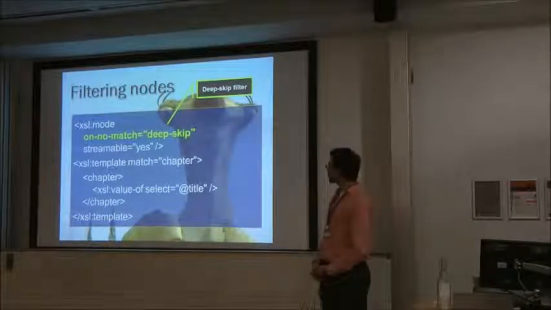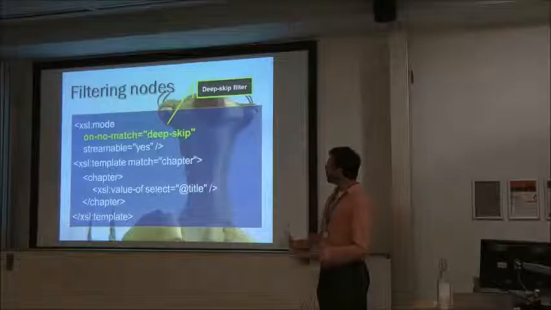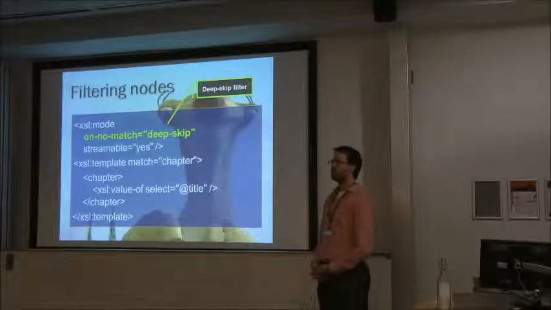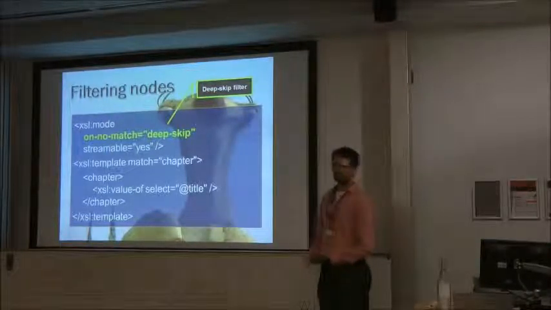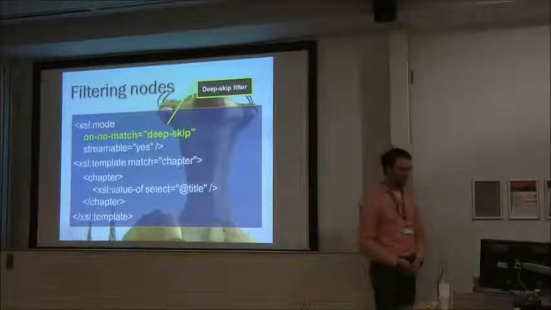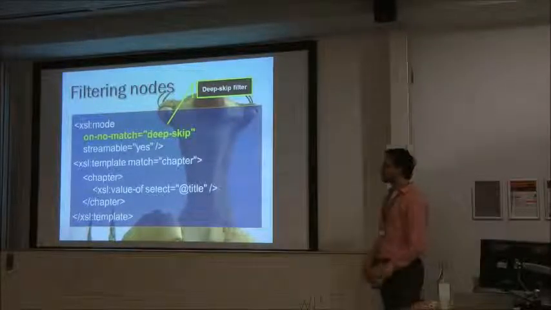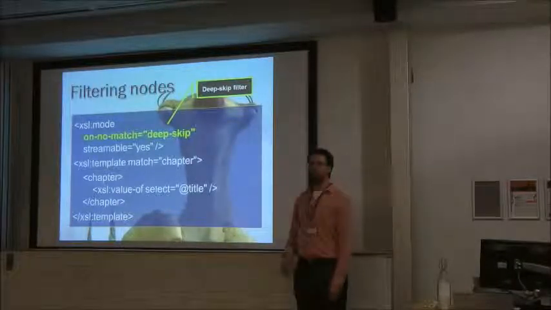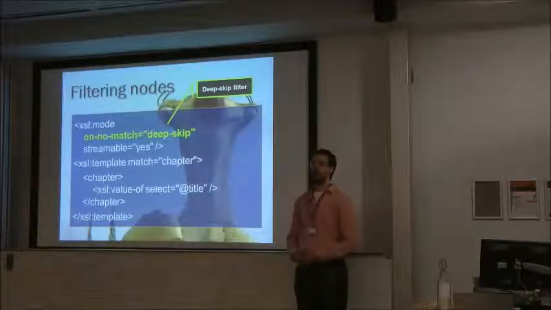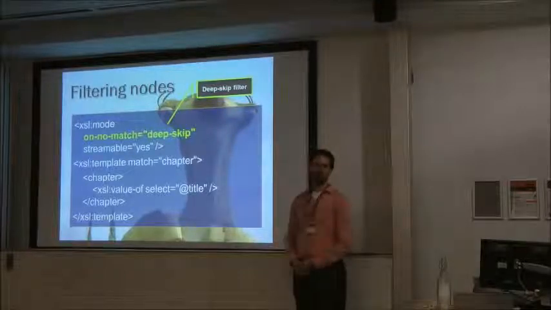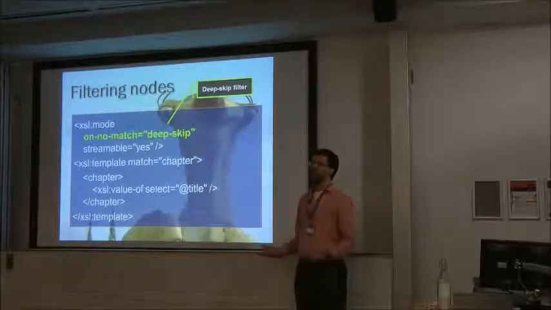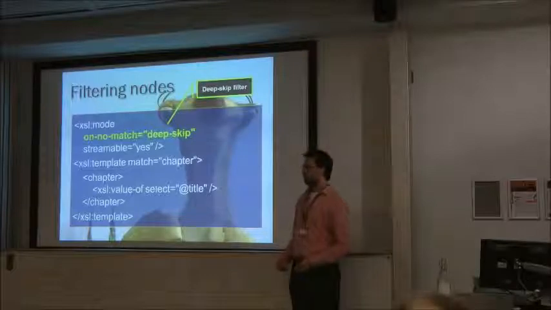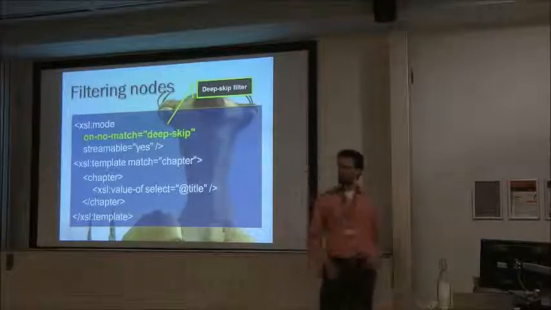Anybody see what would happen here? If the chapter is not a root, you will skip the document. Okay, you were more awake than I was. You will skip the document anyway, because the root is the document node. Exactly. Like Roland is saying, deep-skip says anything not matched will be skipped. Since we don't have a matching template for the root node, the whole document will be skipped. It will be very quick, yes.